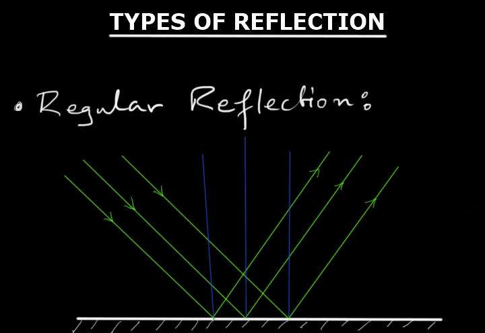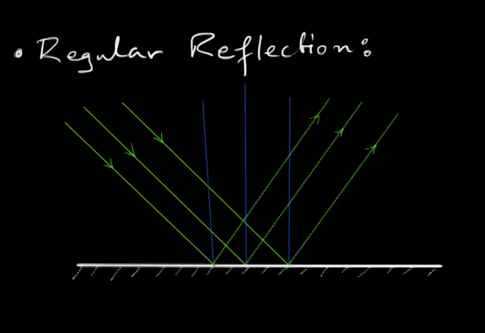This kind of reflection is seen in the case of a very smooth and plain surface, known as a reflecting surface, such as a mirror. In this case, if a parallel beam of light is incident on the reflecting surface, then all of the incident rays follow the laws of reflection and they reflect, and the reflected beams are also parallel in nature. So if parallel rays are incident on a smooth reflecting surface, then they are reflected and the reflected rays are also parallel in nature. This kind of reflection is known as regular reflection.